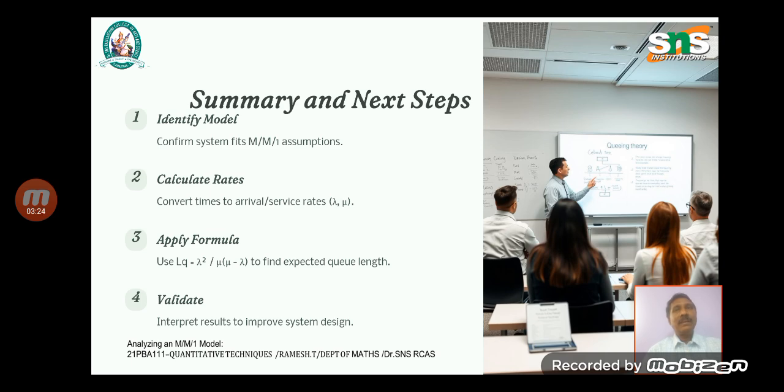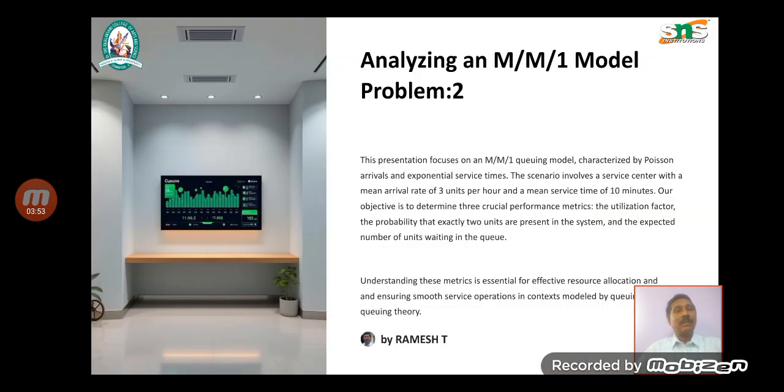So what we learned here: identify the model, confirm the system fits M/M/1 assumptions; calculate rates, convert the times to arrival and service rates lambda and mu; apply the formula, that is length of the queue is lambda square divided by mu into mu minus lambda to find the expected length of the queue; and validate, interpret the results to improve system design. Next we go to the second problem, analyzing an M/M/1 model, problem 2.